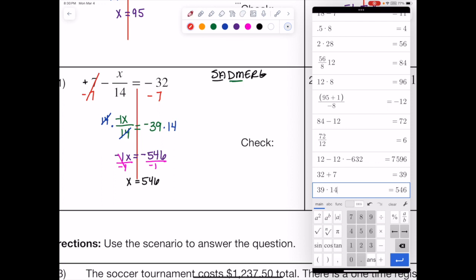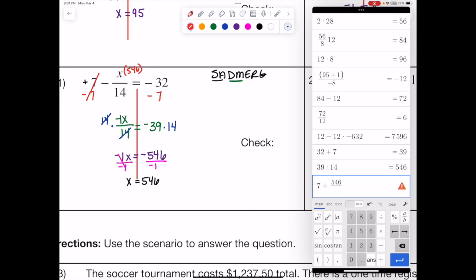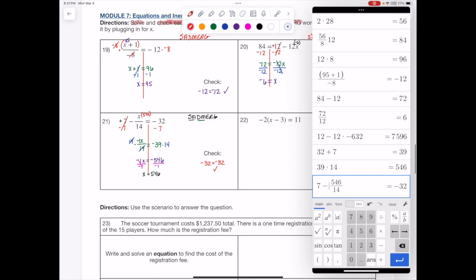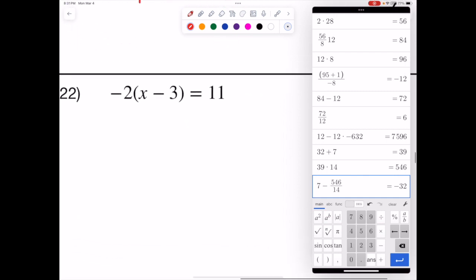So we're going to plug in 546 for x. Let's go ahead and type it out here. We have a positive 7 plus 546 divided by 14. Oops, it's not plus, it's subtract. Minus. And there we go, negative 32. So it checks out. Negative 32 equals negative 32. And if it doesn't, you try to figure out what you did wrong. So these are nice self-checkers. All right, here we go.